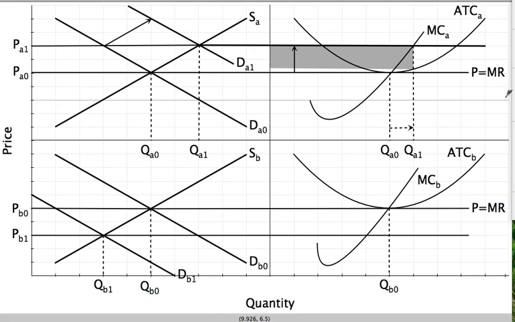So to summarize this, what's occurred? As people's tastes and preferences shift away from good B, we see the demand curve shift to the left. What does this do to the price? The price falls in the marketplace. The equilibrium price falls. What happens to the equilibrium quantity? Equilibrium quantity falls.